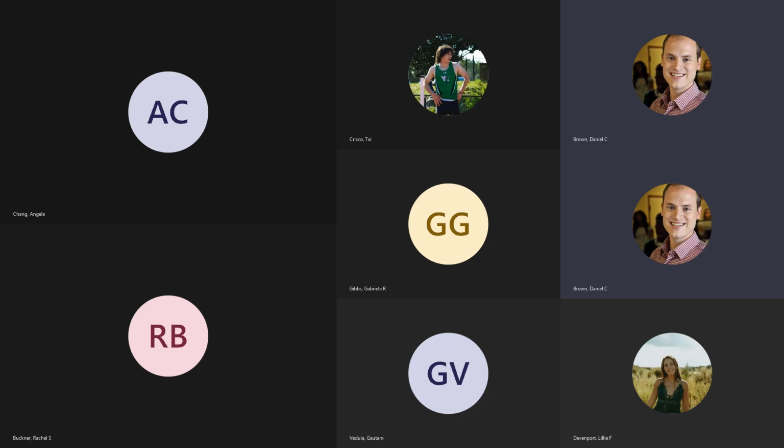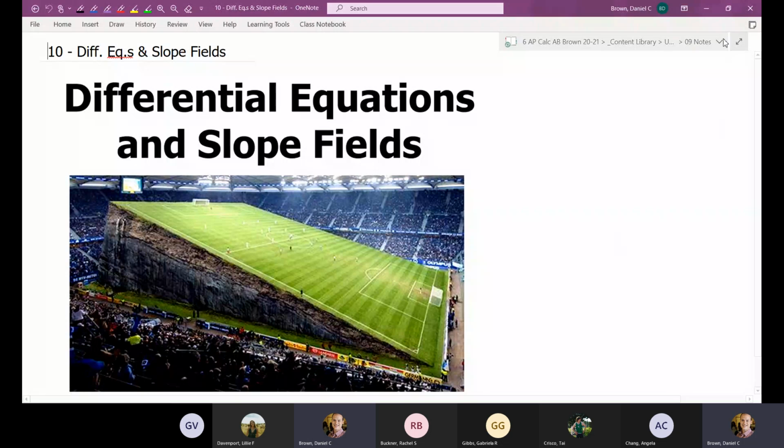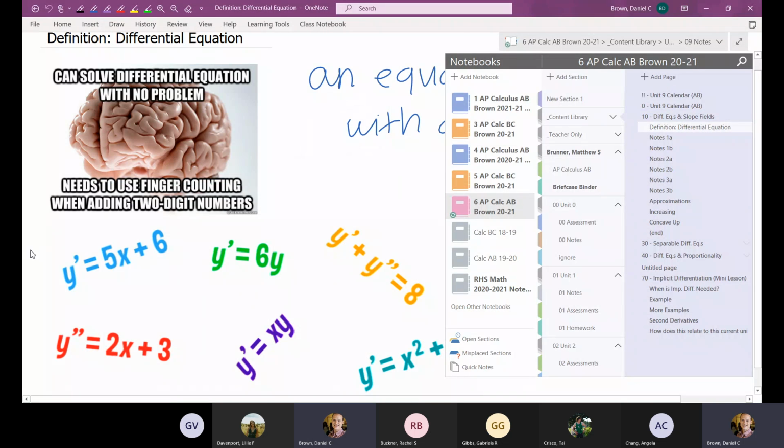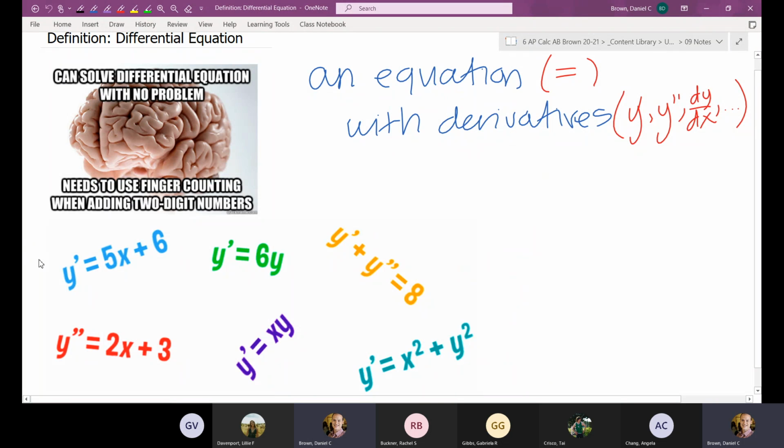Which is nothing too complicated. It's literally just an equation with a derivative in it. And the things that we did with it were kind of like a hodgepodge of stuff, but we mainly just started analyzing it.